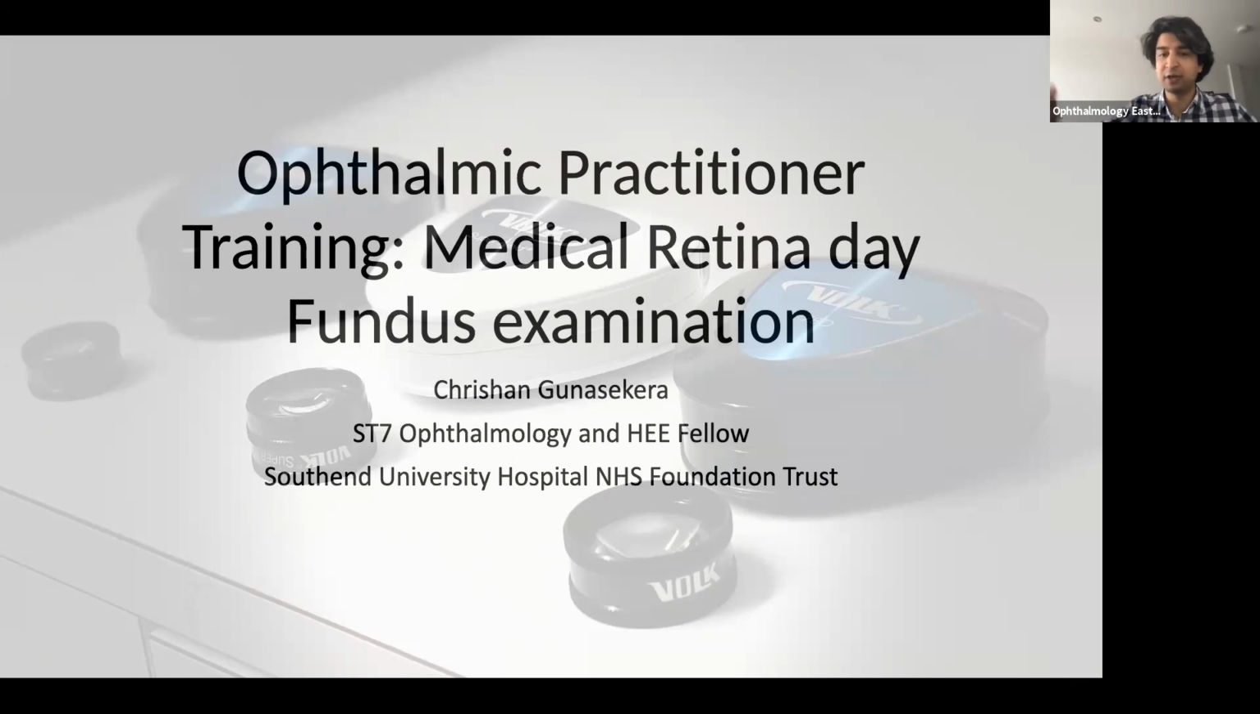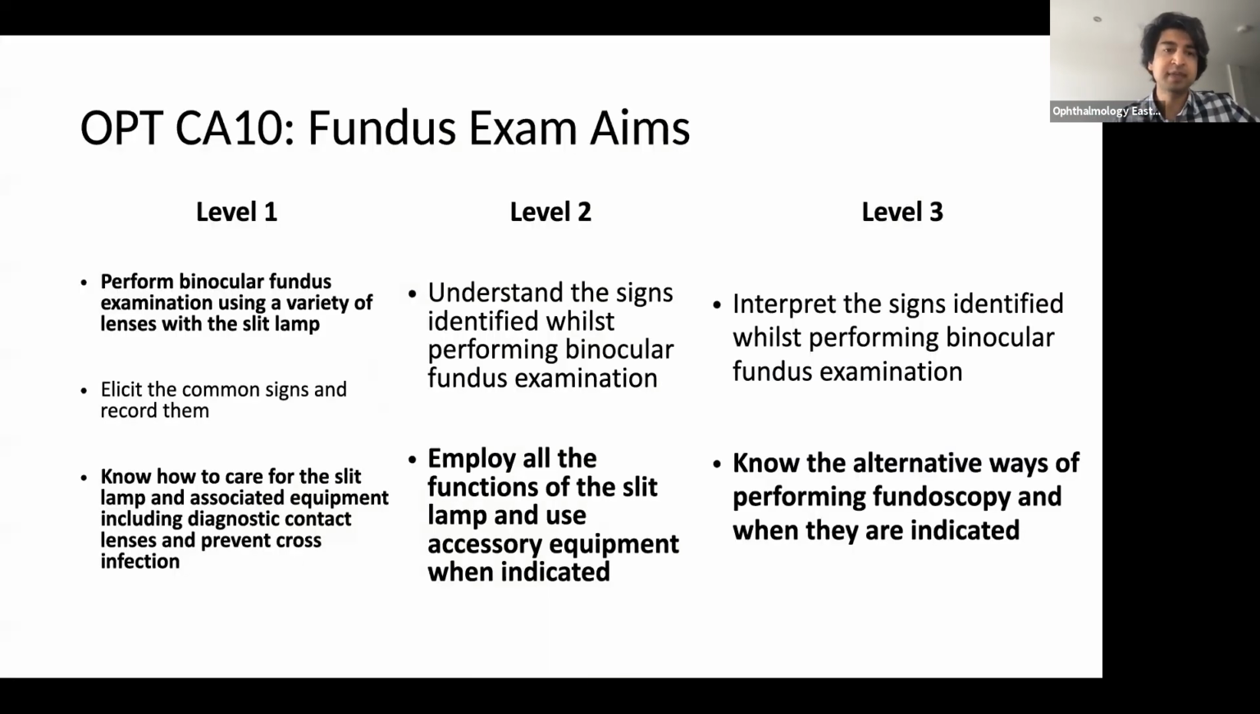So I'm Chrishan Gunasekera, I'm an HEE fellow for the Ophthalmic Practitioner Training Program and work in Southend at the moment. The OPT has put together a curriculum, and at levels 1, 2, and 3 for the CA10 component of your syllabus, this talk will be going over how to perform binocular examination using a slit lamp and various lenses, and how to care for the slit lamp and use diagnostic contact lenses in order to get the best view possible, along with using all the different knobs and wheels and techniques to best optimize your view of the back of an eye. It does go from level 1 to 3.